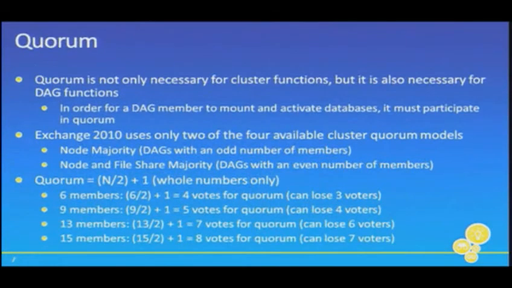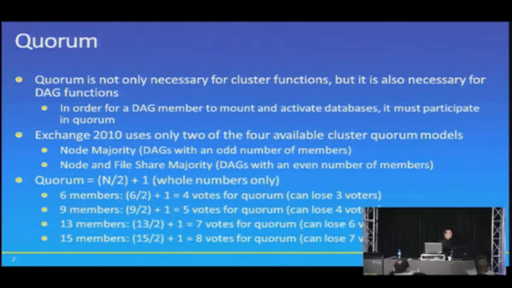Now, why is that important? Well, quorum isn't just necessarily there for cluster functions. It's required for DAG functions as well. Obviously we know from the cluster days, if the cluster doesn't have quorum, that part of it comes down. But we have a DAG on top of the cluster with Exchange 2010, and if the cluster doesn't have quorum, the DAG doesn't have quorum as well. And if the DAG doesn't have quorum, you don't have high availability anymore.